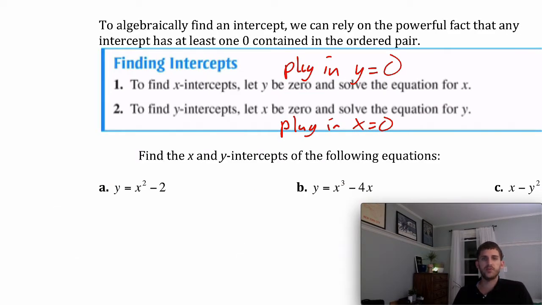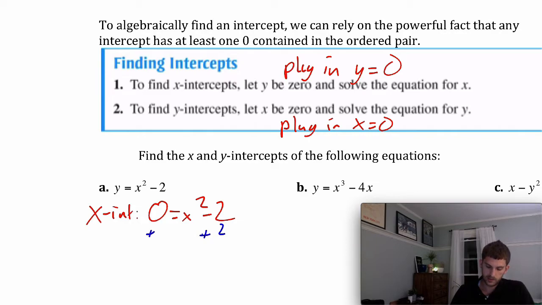So let's try out this first one. We're asked to find the x and y-intercepts of the following equations. First one, let's start with the x-intercept. We're going to plug in y equals 0. So we're going to have 0 equals x squared minus 2. In order to solve for the x-intercept, we've got to solve for x. So let's add 2 to both sides. So we have 2 equals x squared.